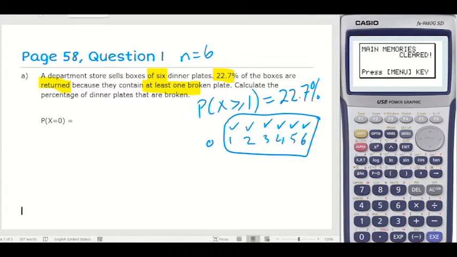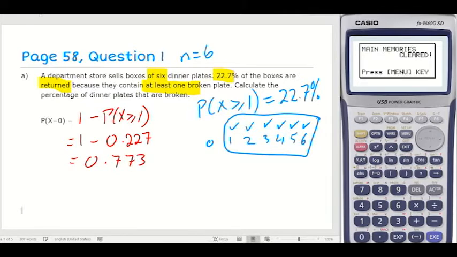So we need to work out the probability of 0. That's always our starting point. So what I can do is say 1 minus the probability of being 1 or more. So 1 minus 0.227 gives us a probability of 0.773. So that's the probability of getting 0, 0.773. Okay, so there's our first step.